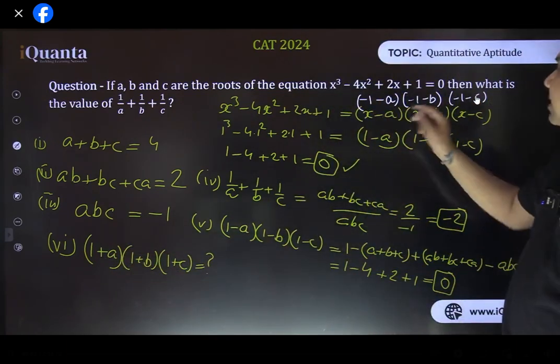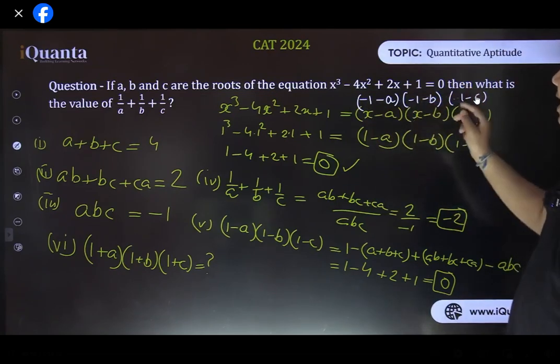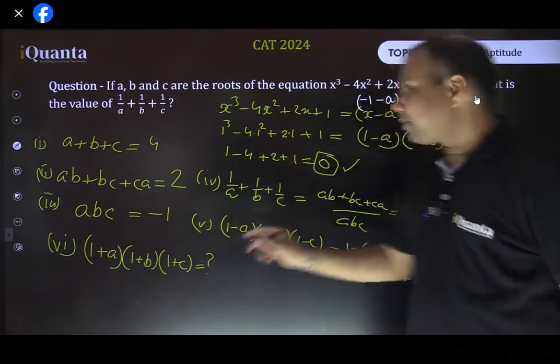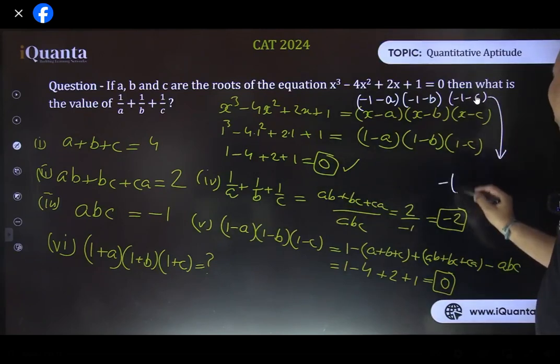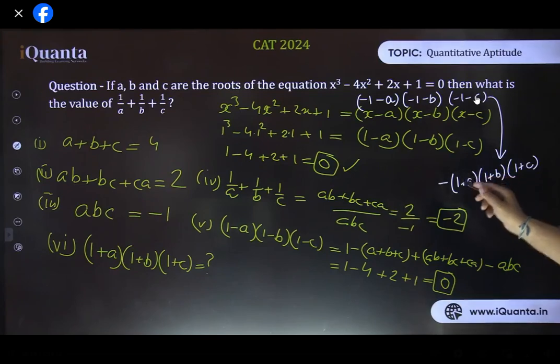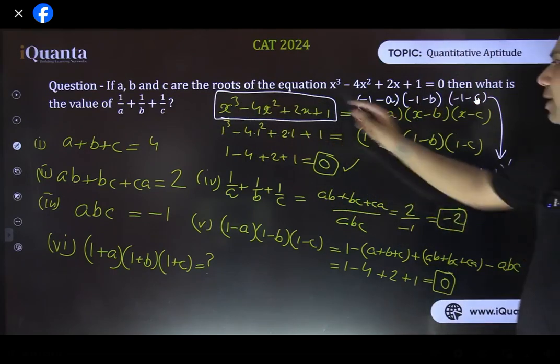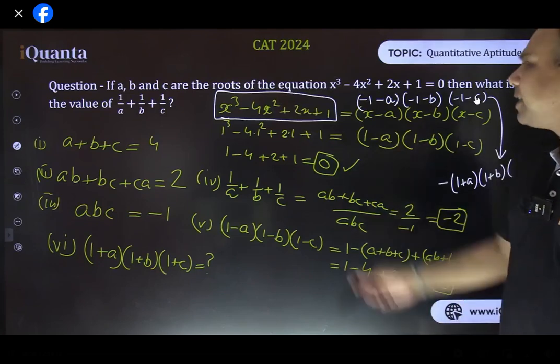So this is negative times 1 plus a, negative times 1 plus b, negative times 1 plus c. If I'm multiplying all three, it is going to be negative into negative into negative. That is minus of the required expression. So basically, it is negative of 1 plus a into 1 plus b into 1 plus c. That is, if I put x equals -1 in this expression, I just need to cancel out this minus, or basically I need to put a minus sign there, right? I just need to multiply with -1.